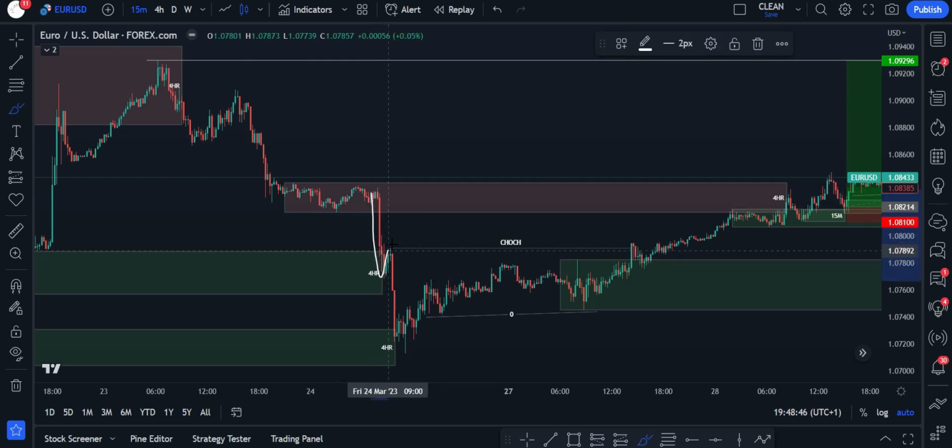But if I was to be really clear, I'd want to see that was a push down, push up, push down. I'd want to see this high get broken for me to be happy that the 15-minute has now switched bullish, which it did here, which was Monday at 3 o'clock.